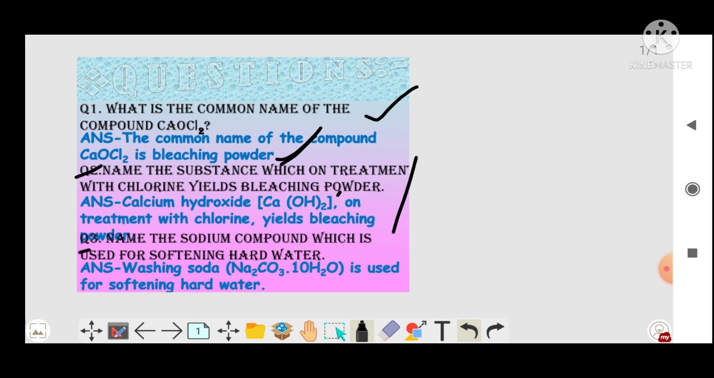Next question. Name the sodium compound which is used for softening hard water. I have told you about softening hard water in the previous slide. Hard water has the property of making insoluble curd of soap, that is the soap destroying property. So what is the question? Name the sodium compound which is used for softening hard water. Washing soda, that is Na2CO3 10H2O, is used for softening hard water.